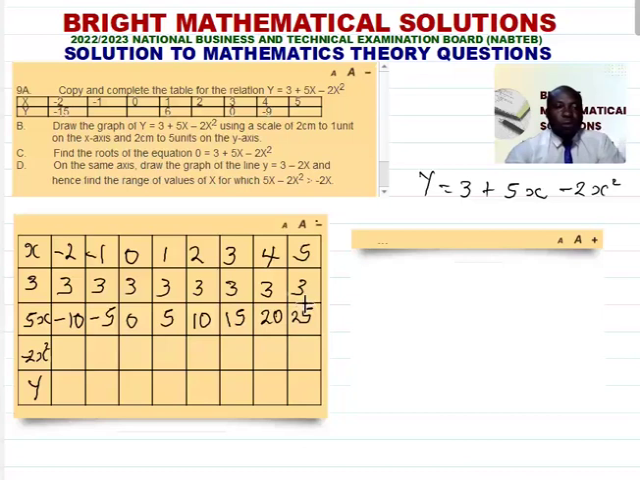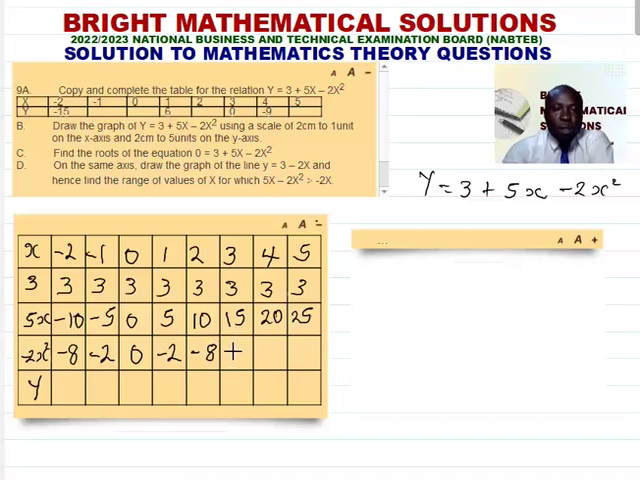Now, after we've gotten that, we are coming to the next one, which is minus 2x raised to power 2. Now, when x is minus 2, minus 2 raised to power 2 is 4. 4 multiplied by minus 2 gives us minus 8. When x is minus 1, raised to power 2 is 1. 1 multiplied by minus 2 is minus 2. When x is 0, this will give us 0. When x is 1, this will give us minus 2. When x is 2, this will give us minus 8.